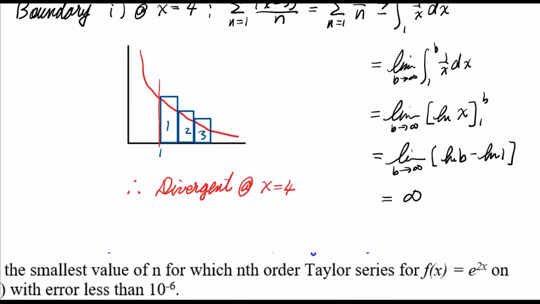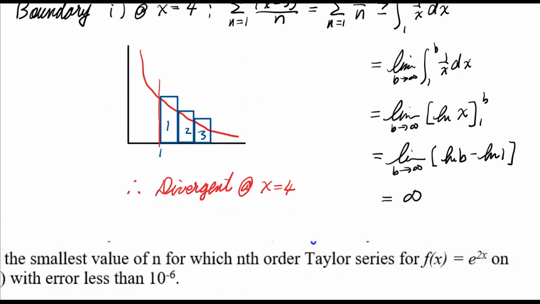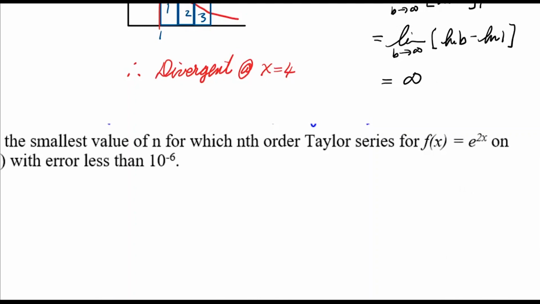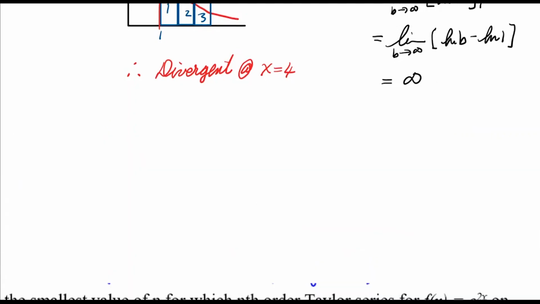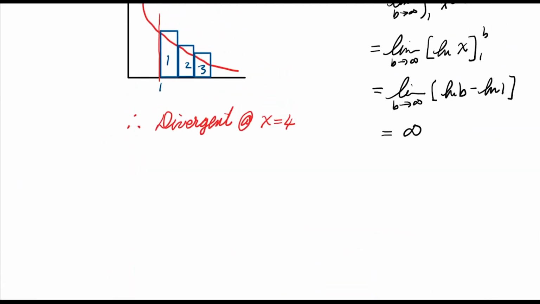So far so good. Any questions? Okay, we tested one boundary, we'll test the other boundary. What about the other point? x is equal to negative 2. Okay? Isn't it positive 2? Oh my God.